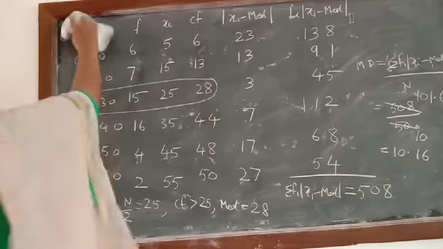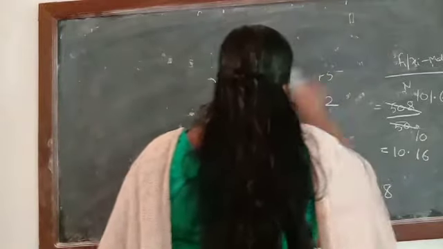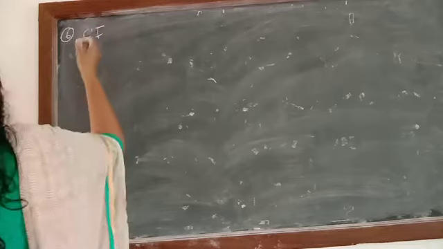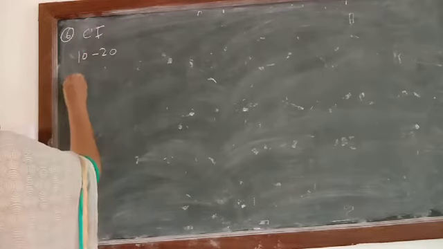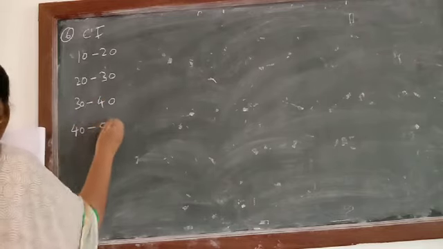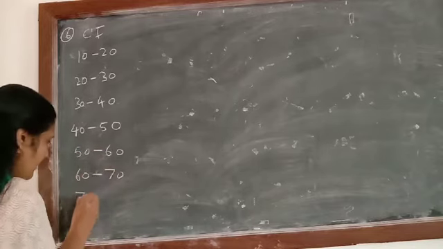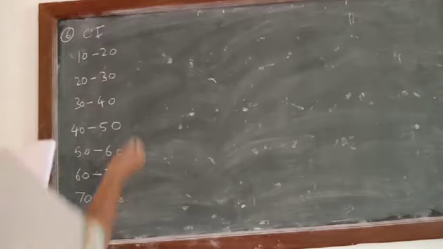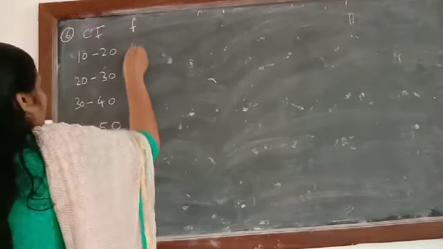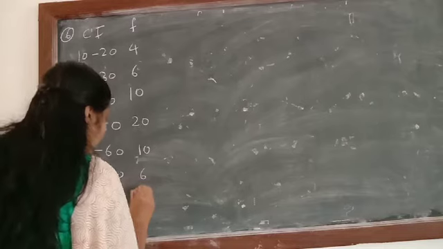Write down question number 6. Just you have to check how to calculate the median. If that is clear to you, after that rest all calculations are easy only. So sixth one, write down class interval. Class interval 10 to 20, 20 to 30, 30 to 40, 40 to 50, 50 to 60, 60 to 70, 70 to 80. Till here we have. And then frequency. Frequencies are given here 4, 6, 10, 20, 10, 6, 4.